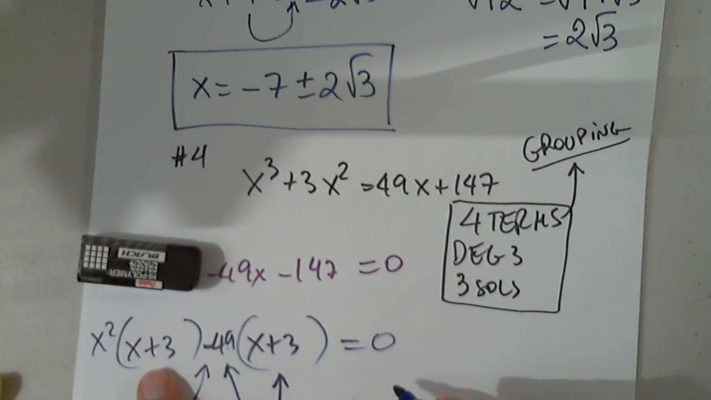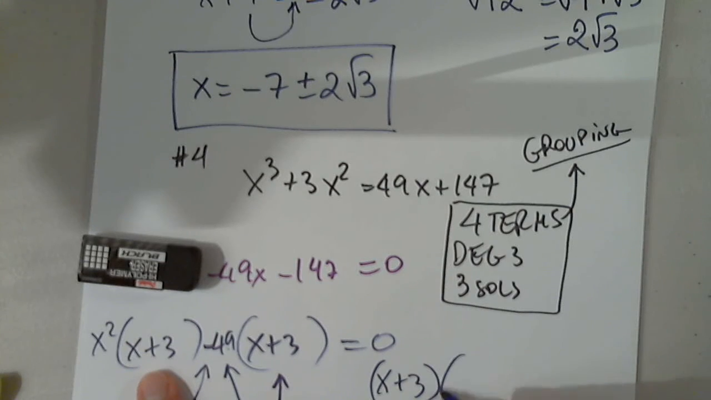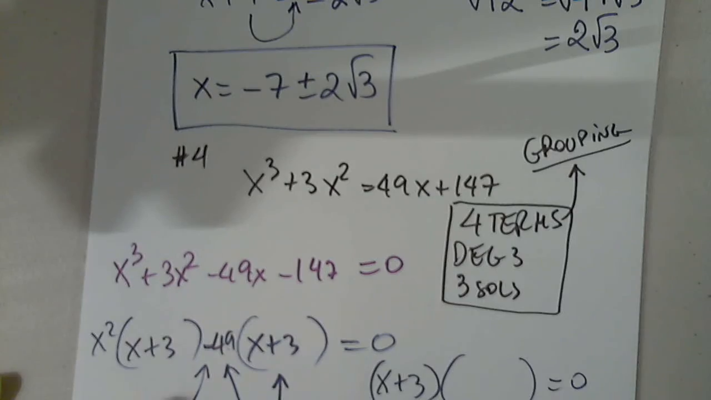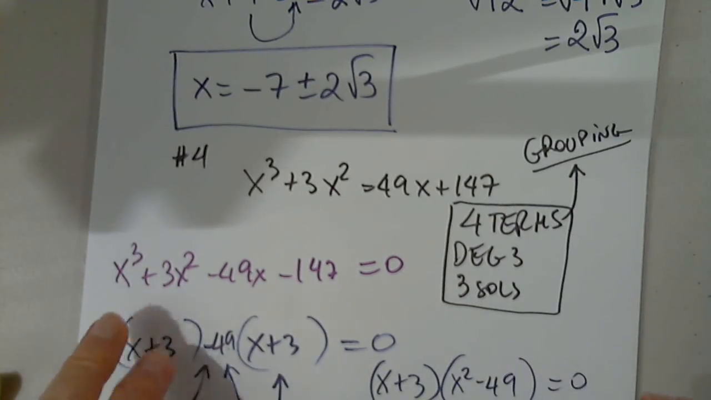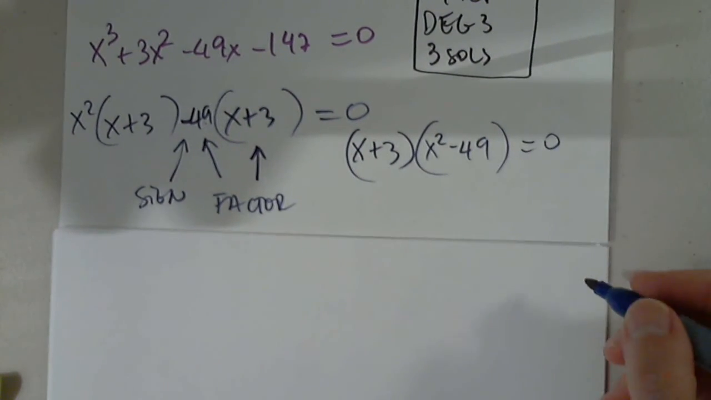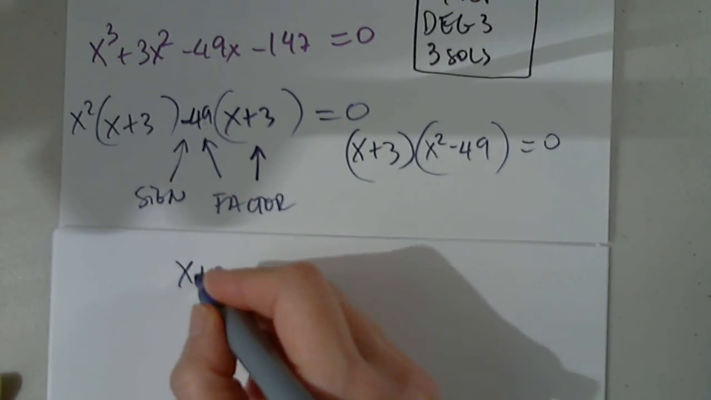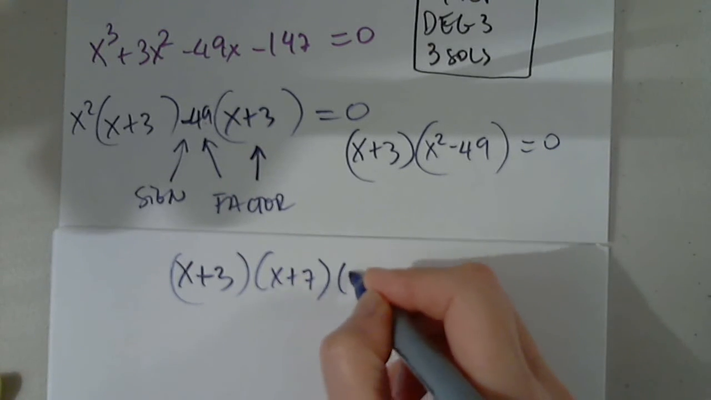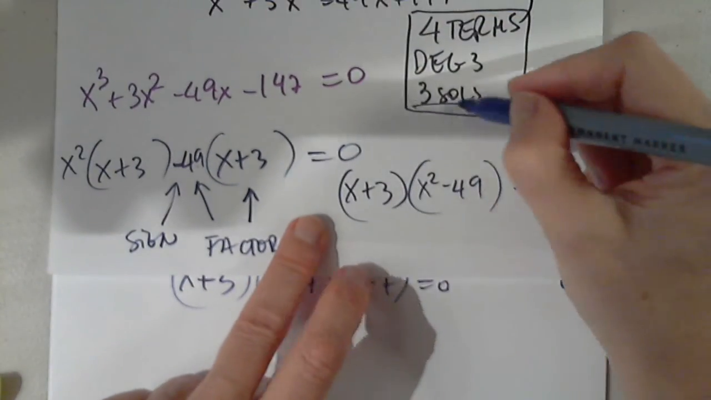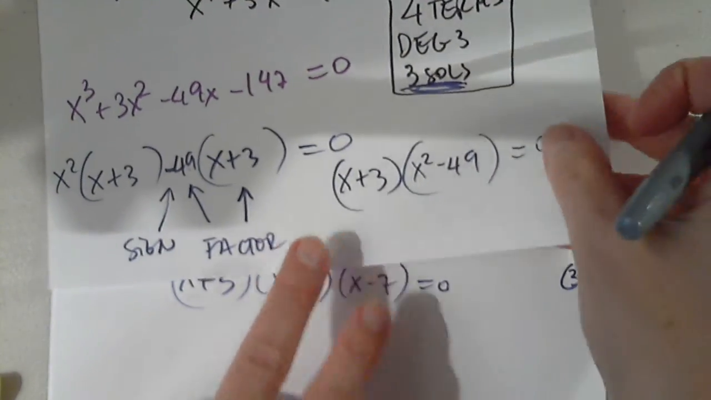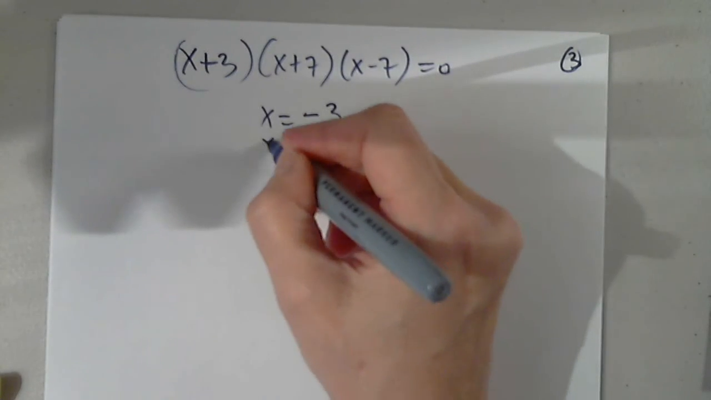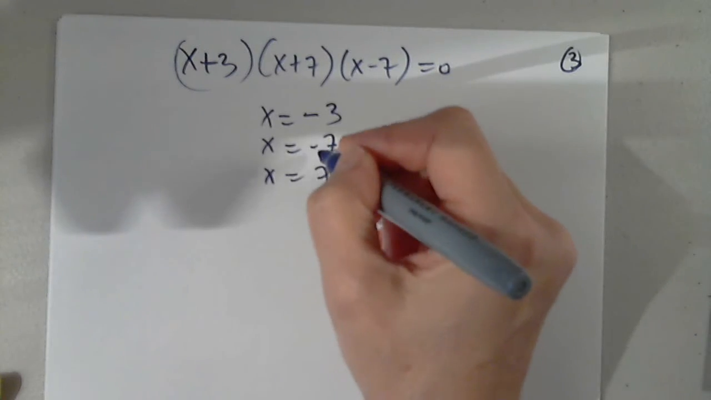Good. So now the common factor is x plus 3. And in parentheses, what do we have? X squared minus 49. Right. But remember, x squared minus 49 can be factored further. Yes. So we have x plus 3, x plus 7, x minus 7 equals 0. And remember, 3 solutions. And here they are: x equals negative 3, x equals negative 7, x equals 7.